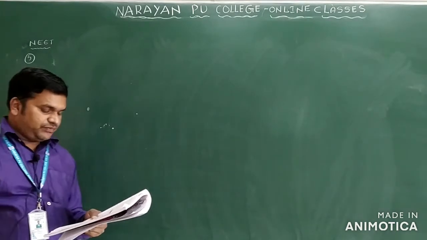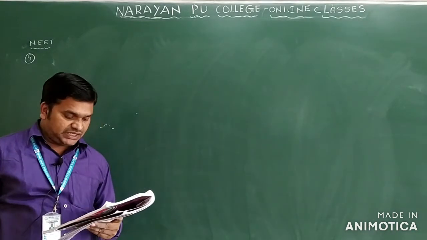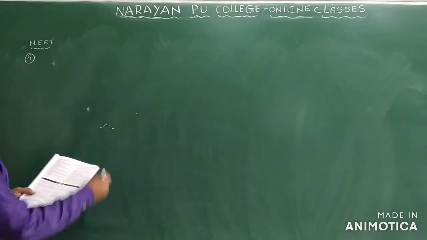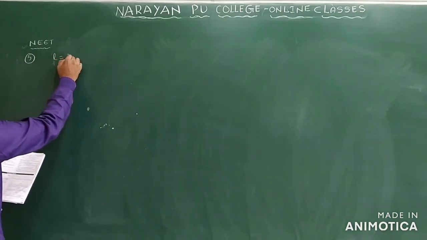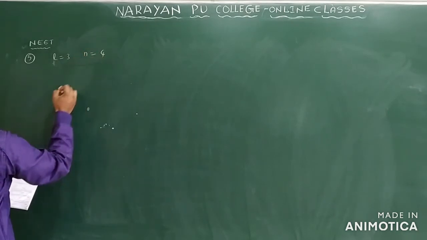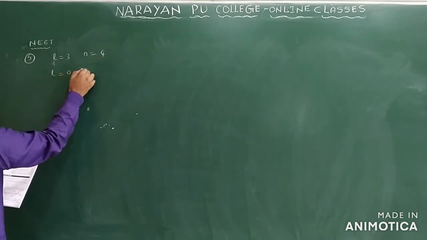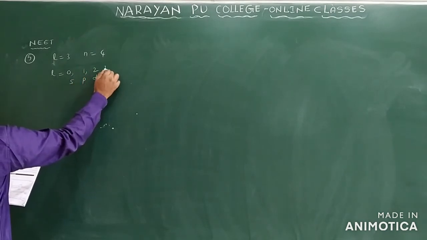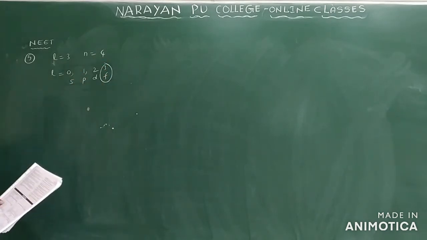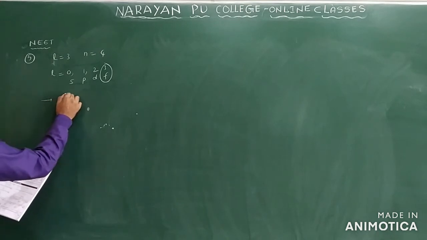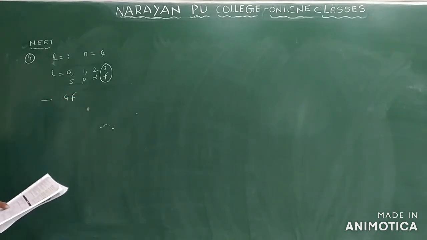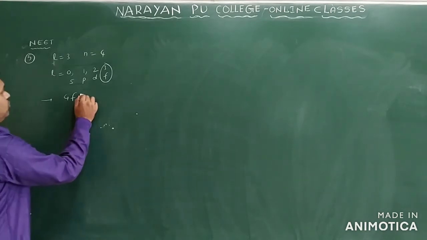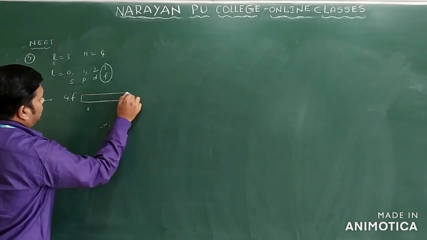So the next question we have is 5. Maximum number of electrons in a subshell with L is equal to 3 and N is equal to 4. You know L is 0, 1, 2, 3, that is S, P, D, F. So what orbital is it? It is a 4F orbital only. So it contains the maximum number of electrons. 4F means how many F orbitals you have? 7 only.